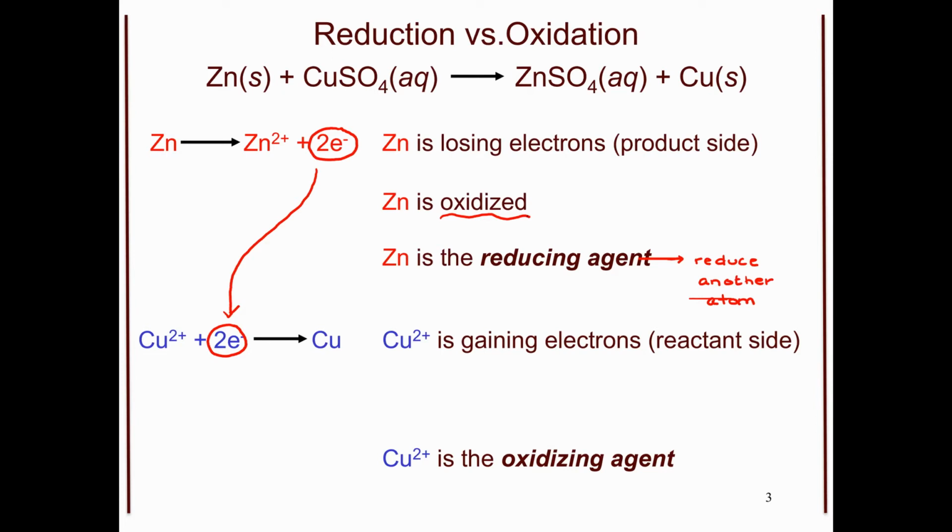So now let's go ahead and look at our reduction. You can see that our copper 2 plus is gaining electrons. Those electrons are on the reactant side. This is a hallmark of our reduction. Well, if our Cu2 plus is being reduced, very much like we had for our other species, an oxidizing agent is the one being reduced. This is because our oxidizing agent is oxidizing another atom.